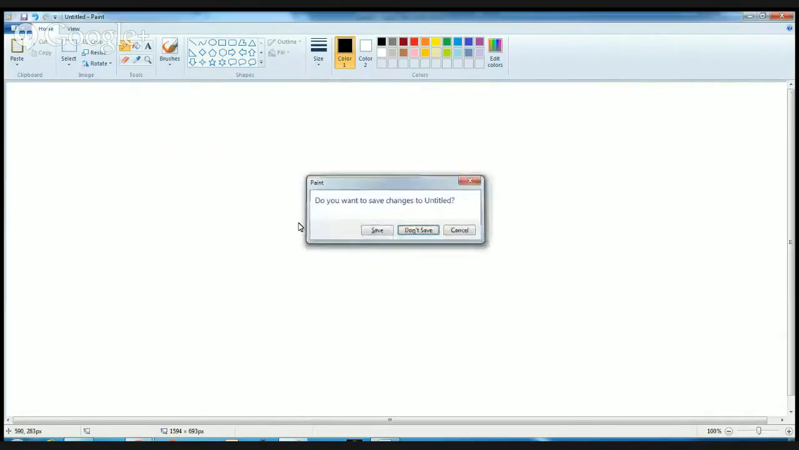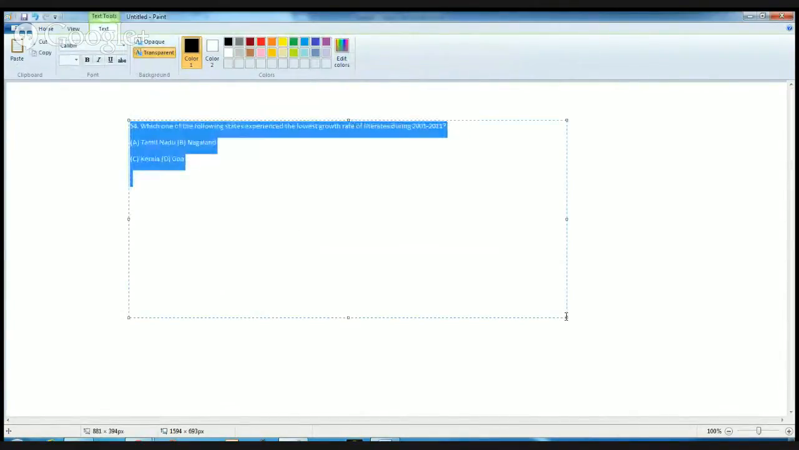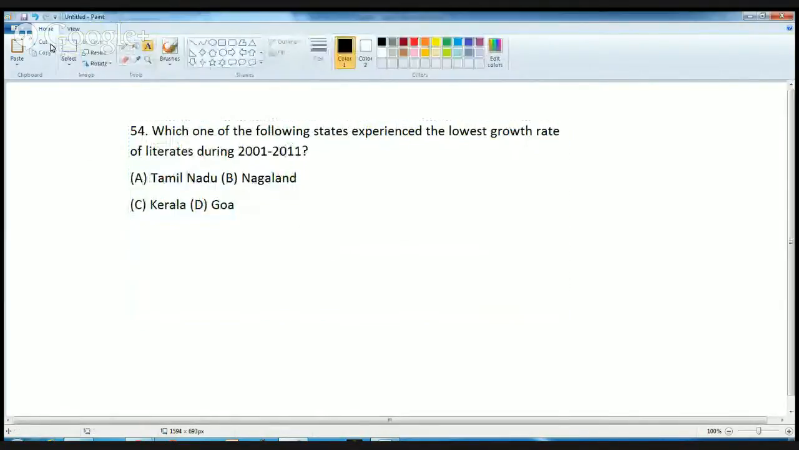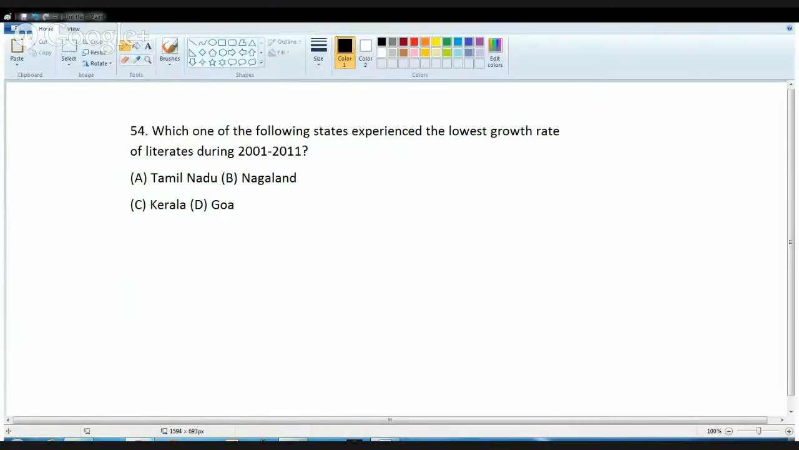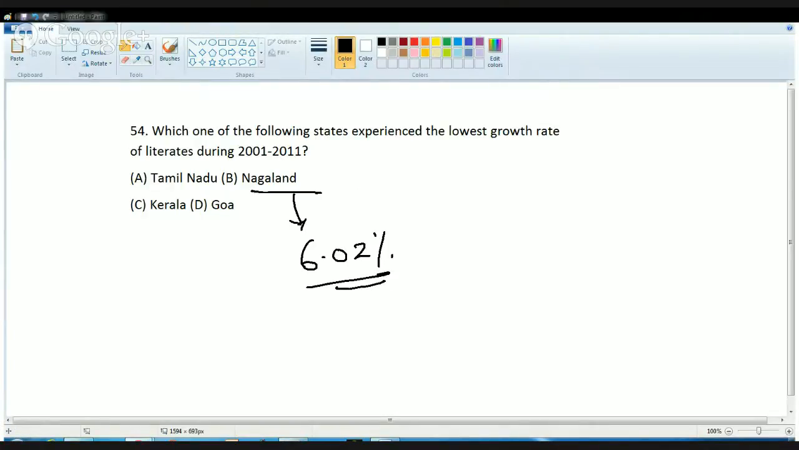The next question is calculating the literates, or the growth in literates. Which region or which state had the least growth in the number of literates between the 2001 census and 2011 census? So the lowest growth among all these 4 has been recorded in Nagaland at a growth of 6.02% from 2001 to 2011. So the correct answer is Nagaland.